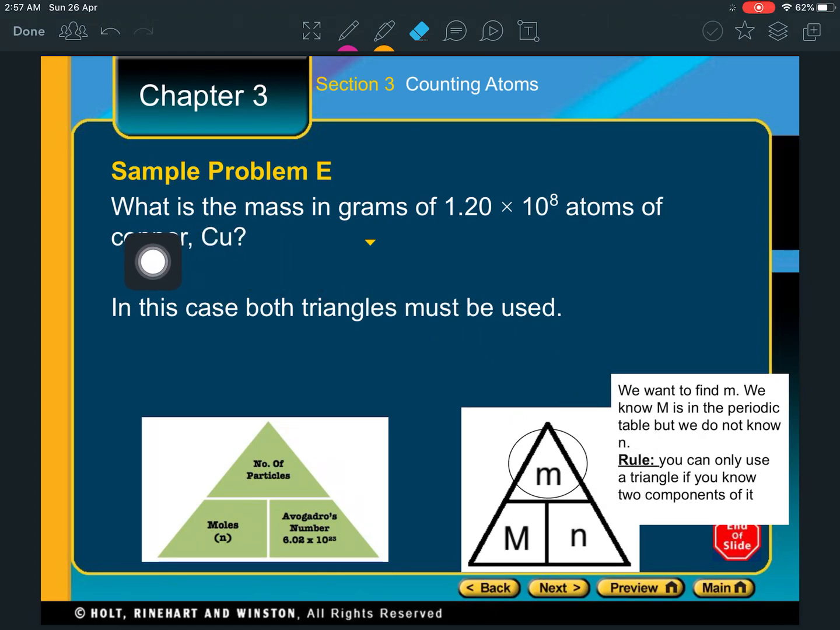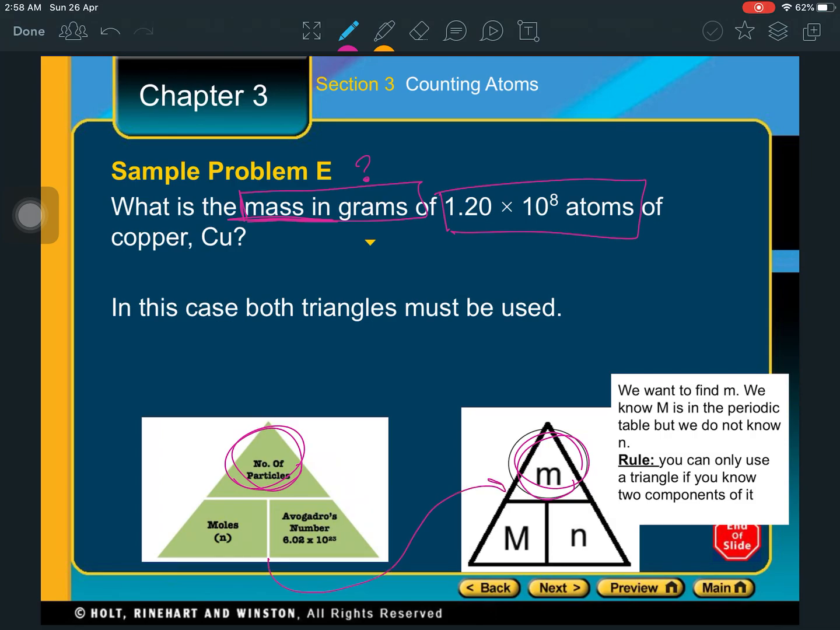That's because, basically, what is the mass in grams of 1.220 times 10 to the power 8 atoms of copper? So I can see right here that they've given me my mass. So this is my given, or sorry, this is what I'm looking for. And this right here is what I know. So what I know is over here, and what I'm looking for is over here. They're in different triangles. This basically means that I'm going to have to find a way to get from this triangle to this one. And this is actually a very, very simple thing.